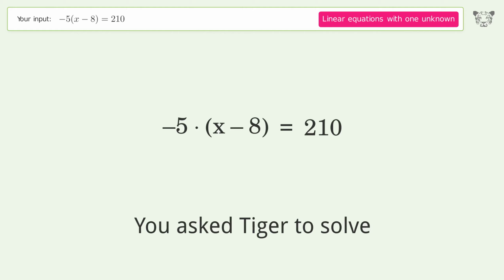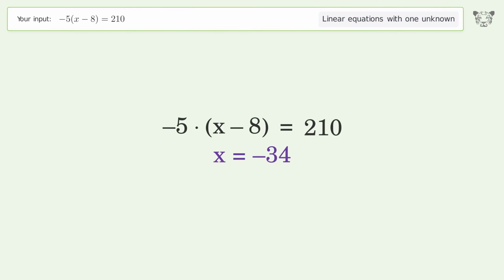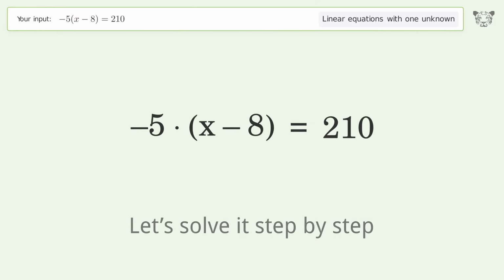You ask Tiger to solve. This deals with linear equations with one unknown. The final result is x equals -34. Let's solve it step by step.